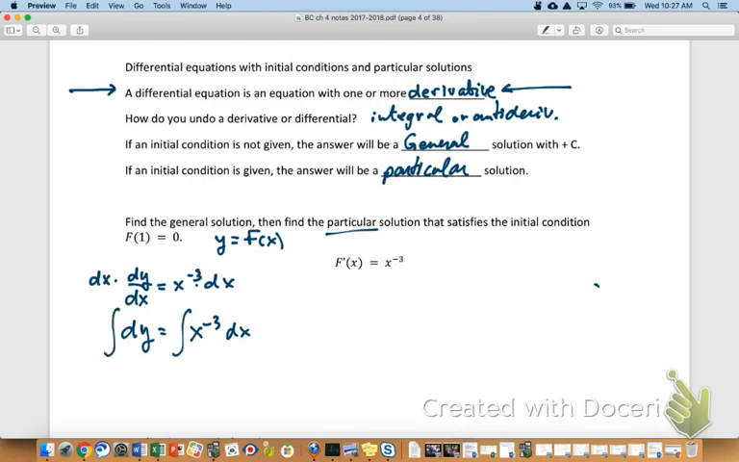And I'm hoping, based on the example we did a couple minutes ago, what do you guys think the antiderivative of dy would be? Y. Oh, that's just nifty. Pretty convenient. The antiderivative of x to the negative 3. Just a power rule, right? Negative 1/2 x to the negative 2.